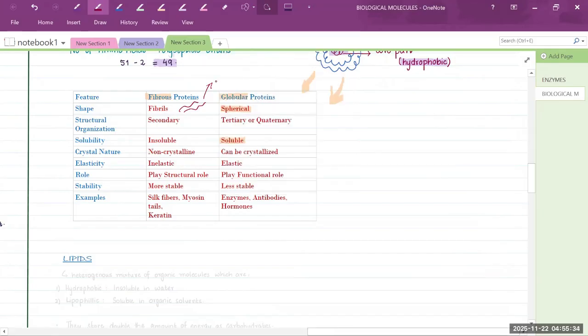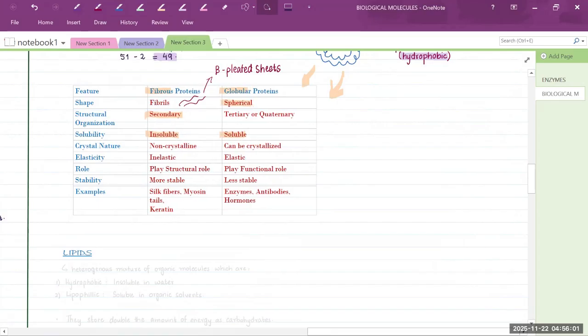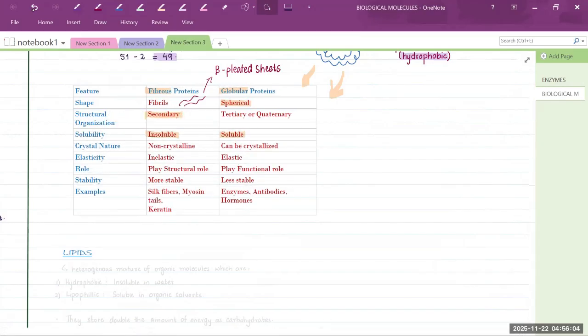And what are beta pleated sheets? Okay, so we have beta pleated sheets. And what protein structure are beta pleated sheets? It is secondary. So fibrous proteins are secondary in nature. They have a secondary structure of protein. They are insoluble, non-crystalline, inelastic in nature, and they play a structural role.